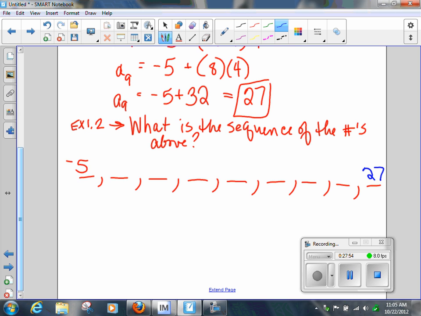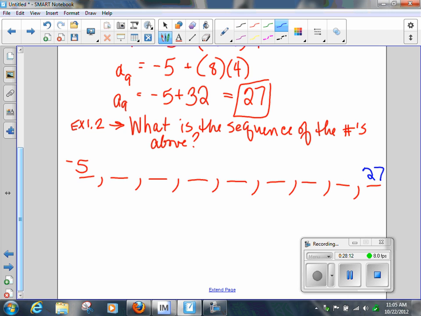How am I going to fill them in? What do I do? Easier than that. I don't have to plug numbers into an equation. I could just add 4. Why? Because that's my common difference.